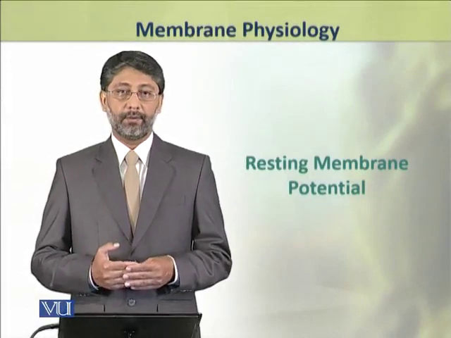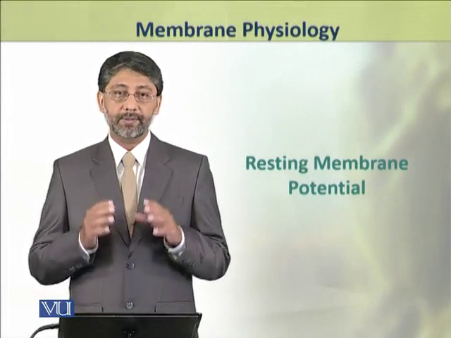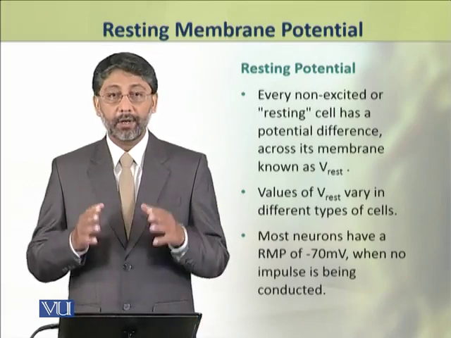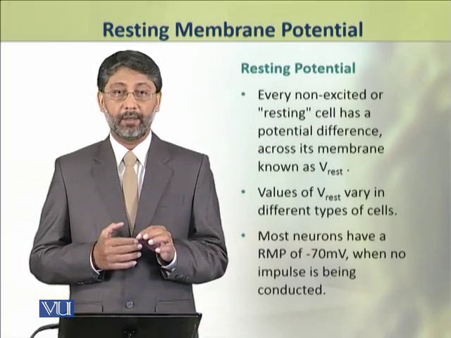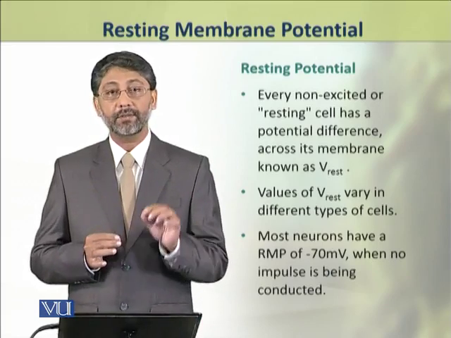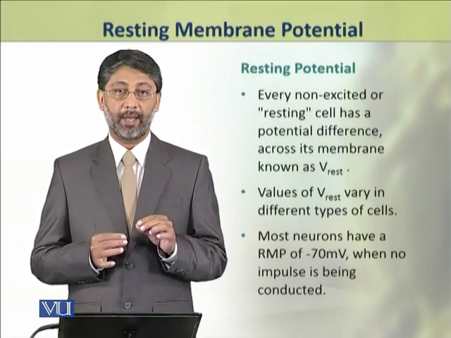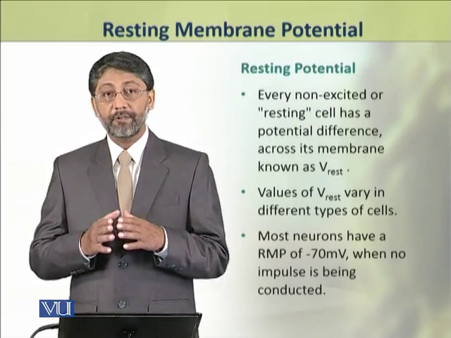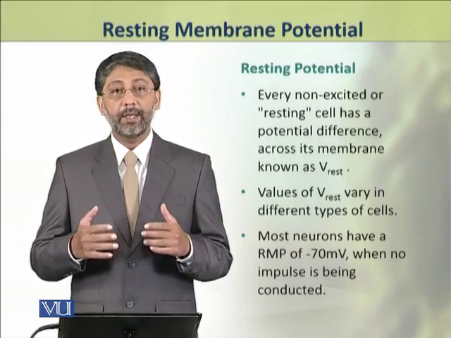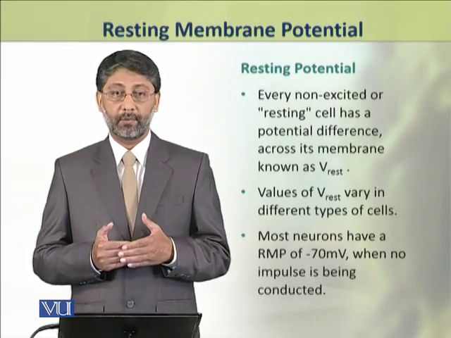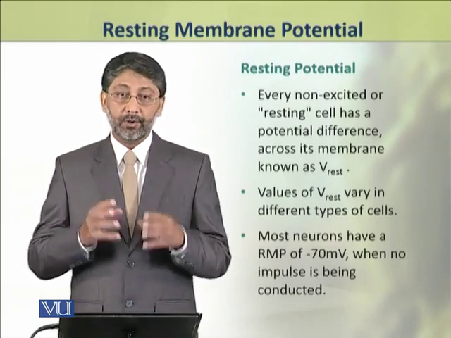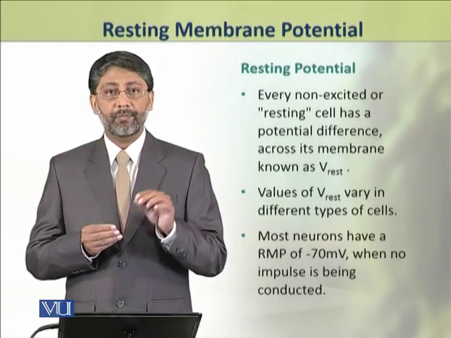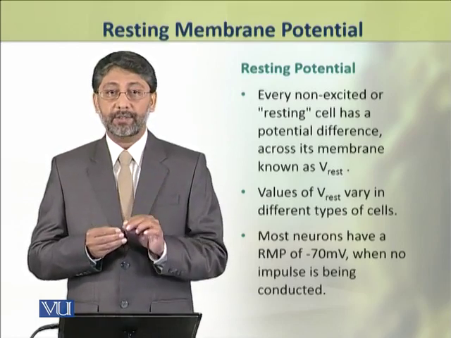Dear students, in this module, we shall discuss the resting membrane potential. Dear students, every non-excited or resting cell has a potential difference across its membrane. That is known as the resting membrane potential. The values of resting membrane potential vary in different types of cells. For example, the neurons, which are not conducting any impulse, have a typical minus 70 millivolt resting membrane potential.